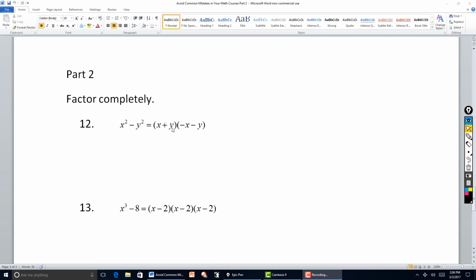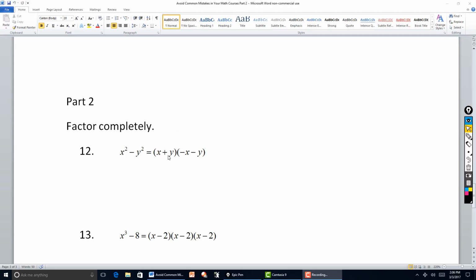So this one says factor completely. We have the difference of 2 squares. So again, I'll let you look at that for a while and then determine whether you think it's true or false. That should be enough time. That's false. Okay. Got the difference of 2 squares.